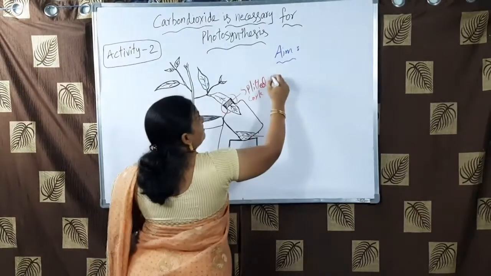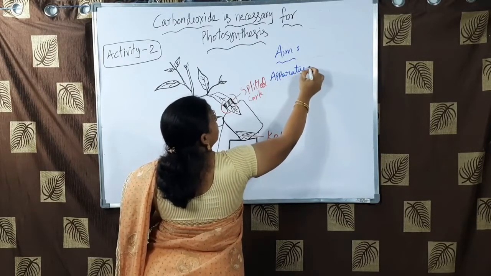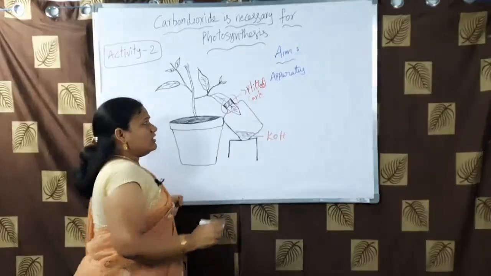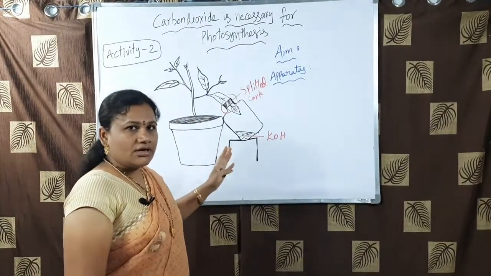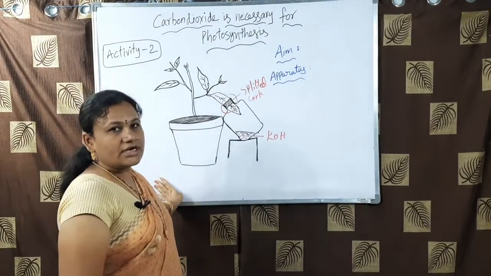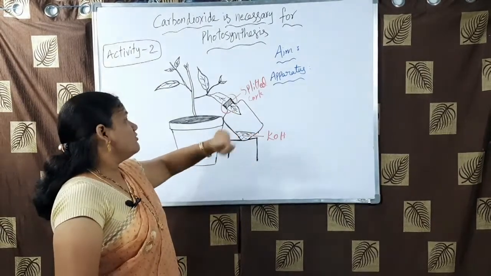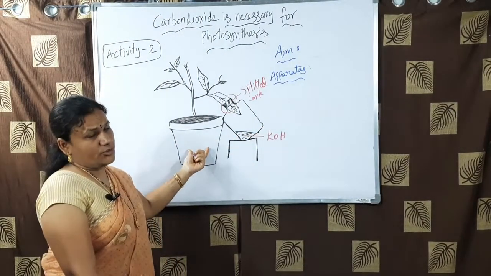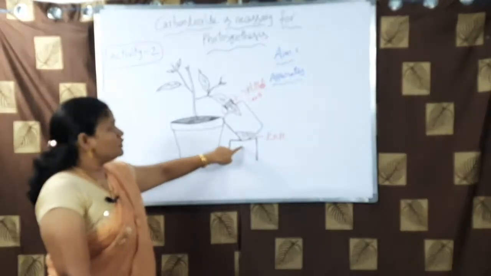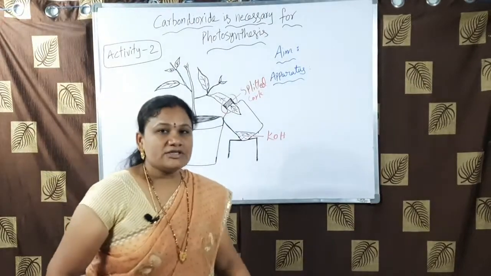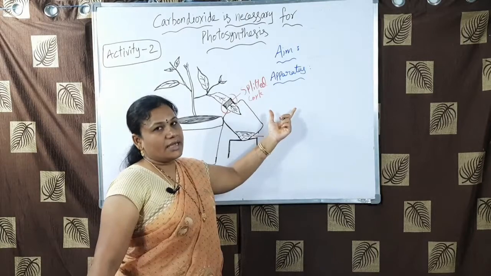Next one is apparatus. Apparatus means whatever things we are using to conduct this experiment, we should write under apparatus. For example, destarched potted plant, wide-mouthed glass bottle, split cork, KOH solution, betadine solution or iodine solution. These all come under apparatus.